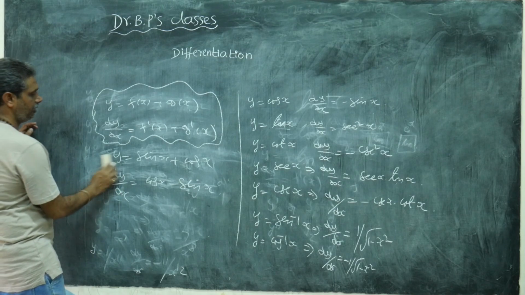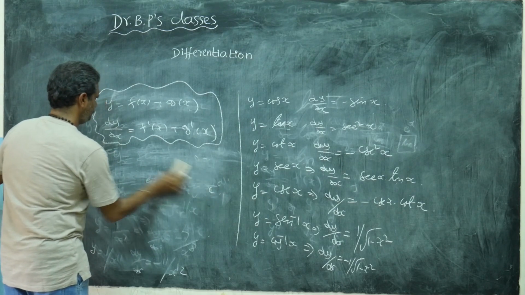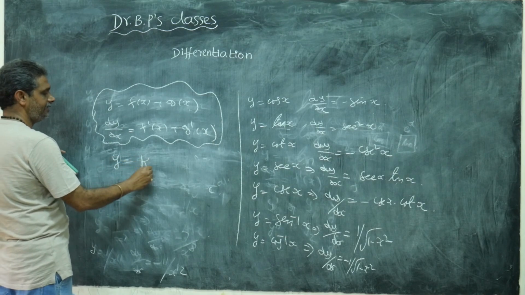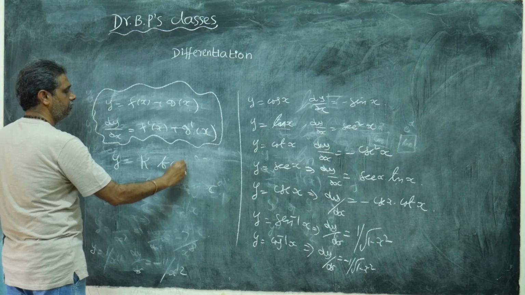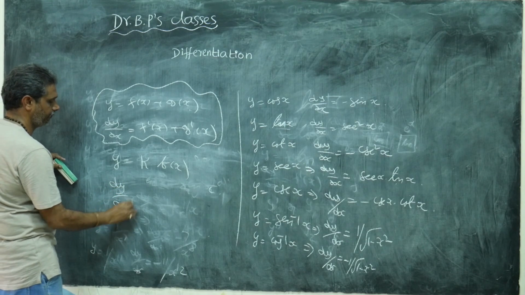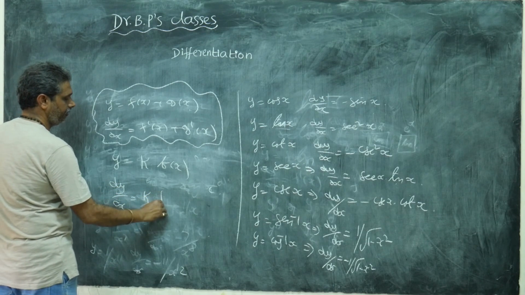Then the next formula is what? Actually, first I want to tell you this. Y is equal to some constant into f of x. So take this constant outside. dy by dx, how can you do it? K into f dash x.